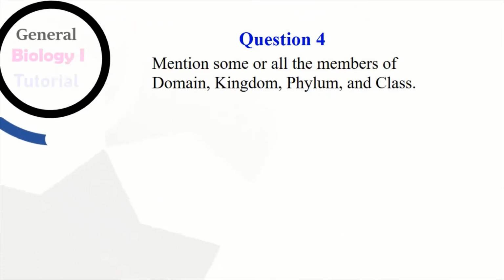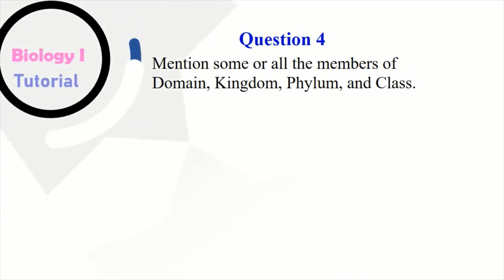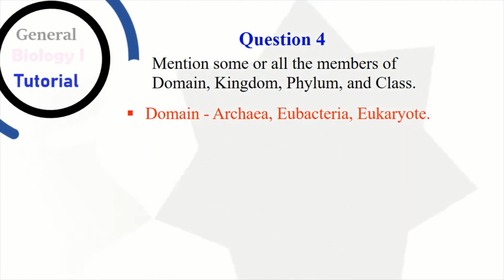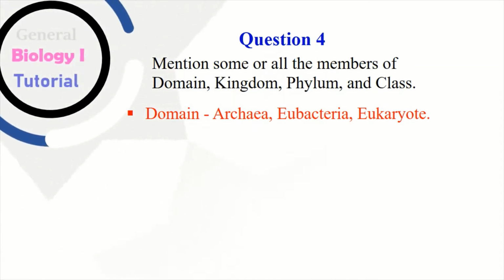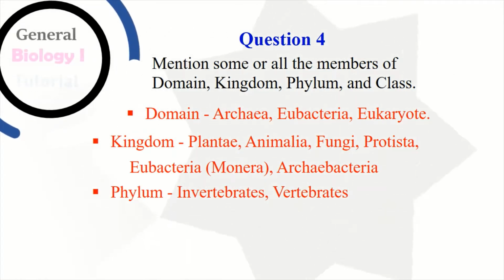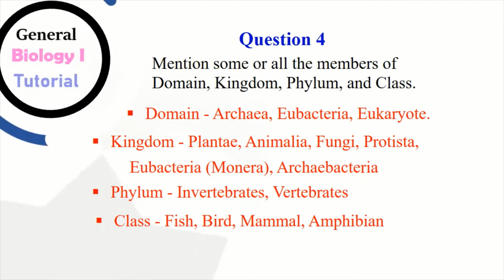Question 4. Mention some or all the members of domain, kingdom, phylum, and class. Domain: Archaea, Eubacteria, Eukaryote. Kingdom: Plantae, Animalia, Fungi, Protista, Eubacteria, Monera, Archaebacteria. Phylum: Invertebrates, Vertebrates. Class: Fish, Bird, Mammal, Amphibian.